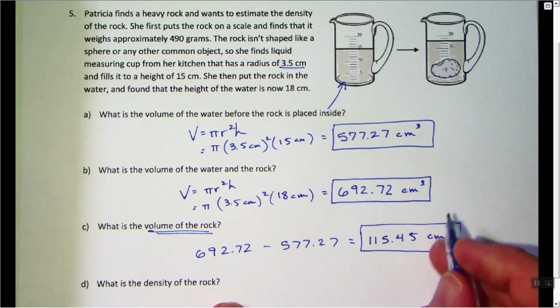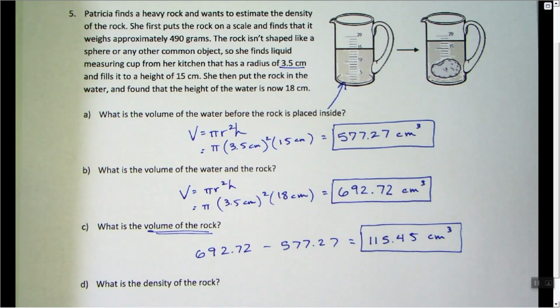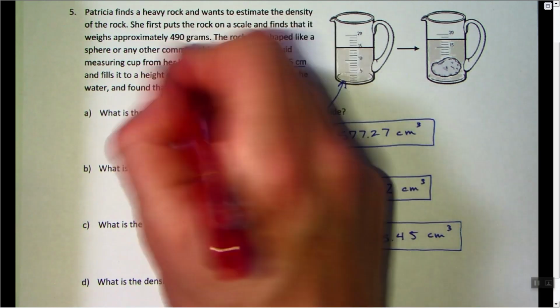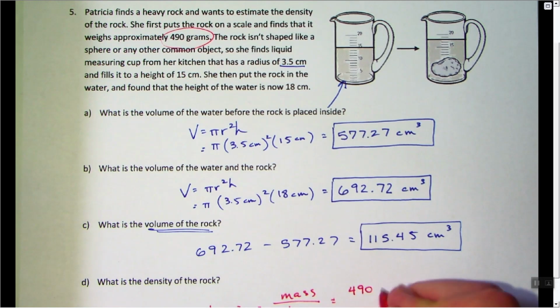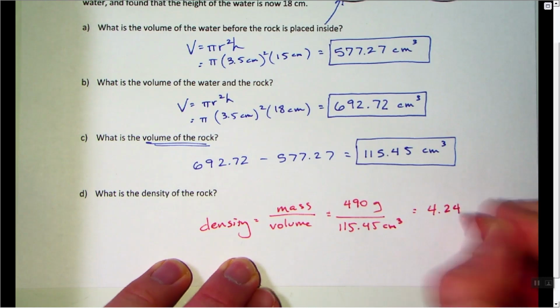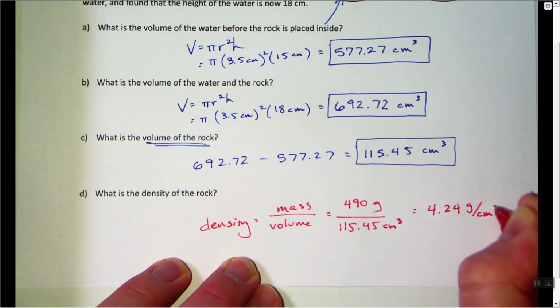Okay, and now the whole point of this lesson is that density is mass divided by volume. The mass is 490 grams, and the volume I found to be 115.45 cubic centimeters. Sorry, you guys can't even see that. Sorry about that. So if you divide those, then you get a density of 4.24 grams per cubic centimeter.